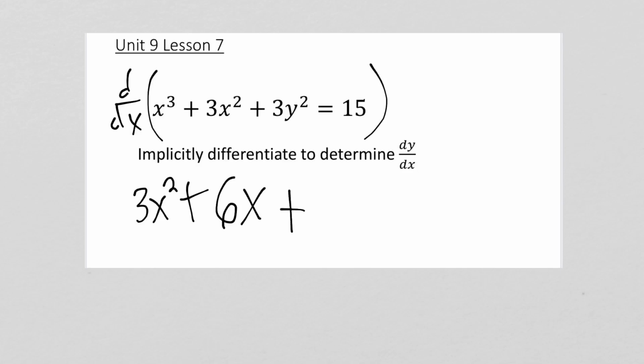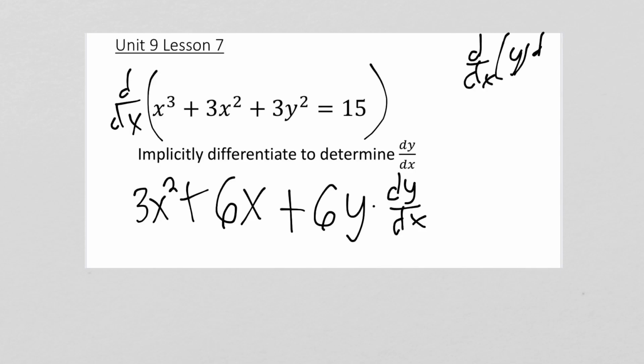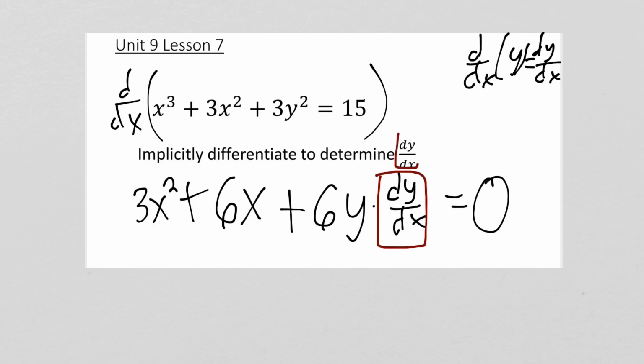Plus, the derivative of 3y squared is going to be 6 times y times the derivative of y with respect to x, which we just write as dy/dx. Right? What is d/dx of y? It's just dy/dx. Okay, and then that's equal to the derivative of 15, which is just 0 because it's a constant. And what we want to do is isolate dy/dx because we are trying to determine dy/dx. We want to say dy/dx equals something.